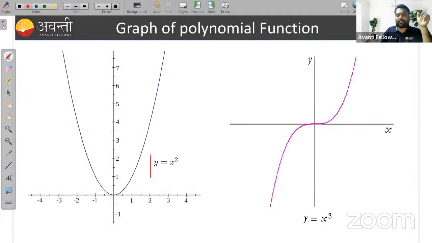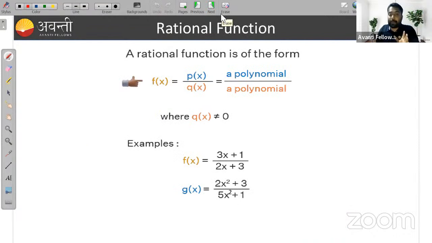Yes, this is graph of y is equal to x square, which is representing a parabola passing through the origin. Right? Y is equal to x square का graph ये है, and this is the graph of y is equal to x cube. है ना? This is also a polynomial function. Right? चलो ठीक है. Next, now we'll see the important function, that is rational.